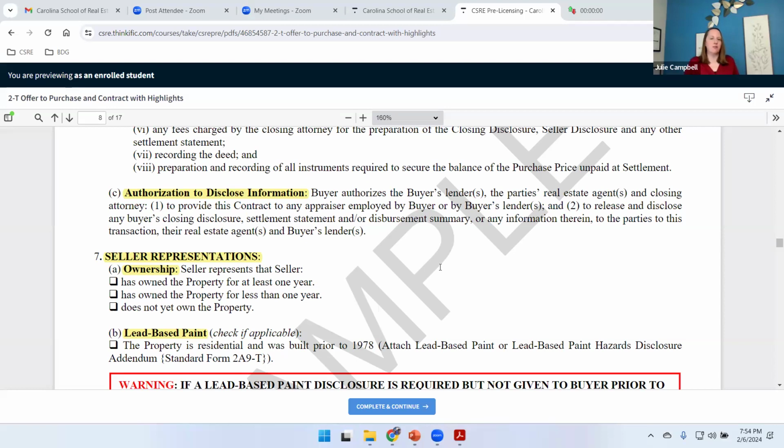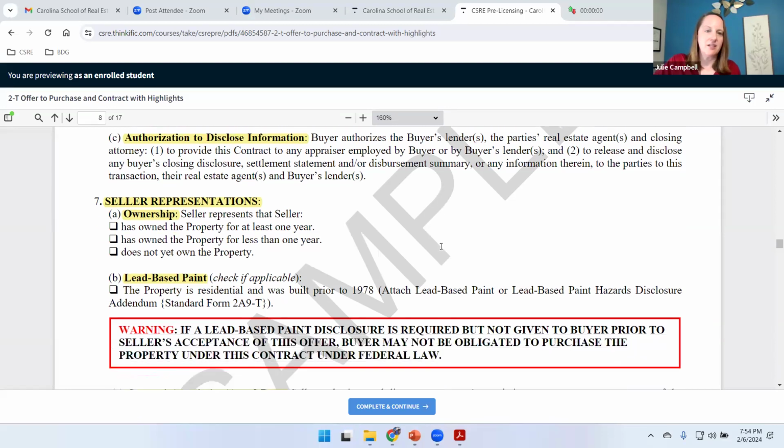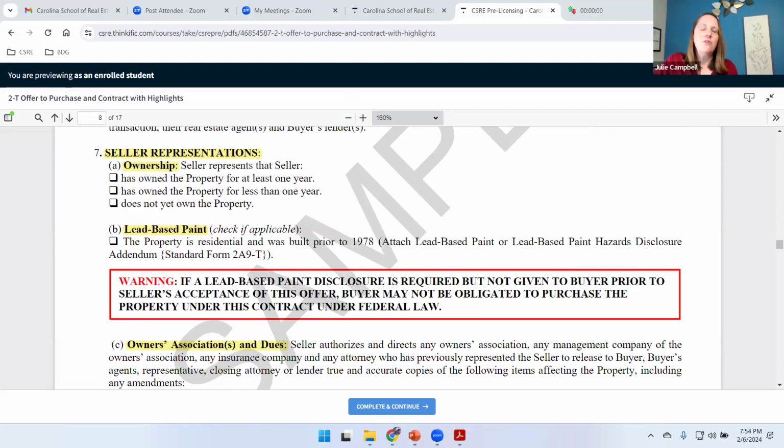How long has the seller owned the property? Have they owned it for at least a year? Have they owned it for less than a year? Who typically owns a property for less than 1 year? A flipper? An investor. Yeah. Some lenders care about that. Some lenders don't. Some loan types, loan products care about that. So the seller's just representing their length of ownership.